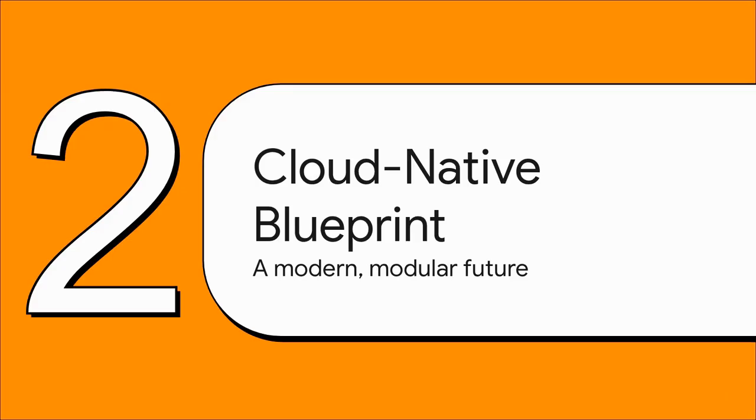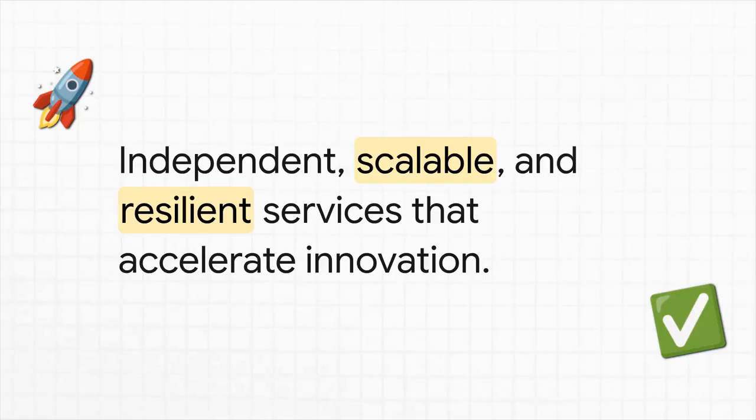Okay, enough with the problems. What's the dream? What are we working towards? Well, we're going to move from that single, sprawling mansion to a sleek, modern apartment complex. This is the cloud-native blueprint, where the future is all about small, independent, modular services. And here's the beautiful part. This is the core promise.